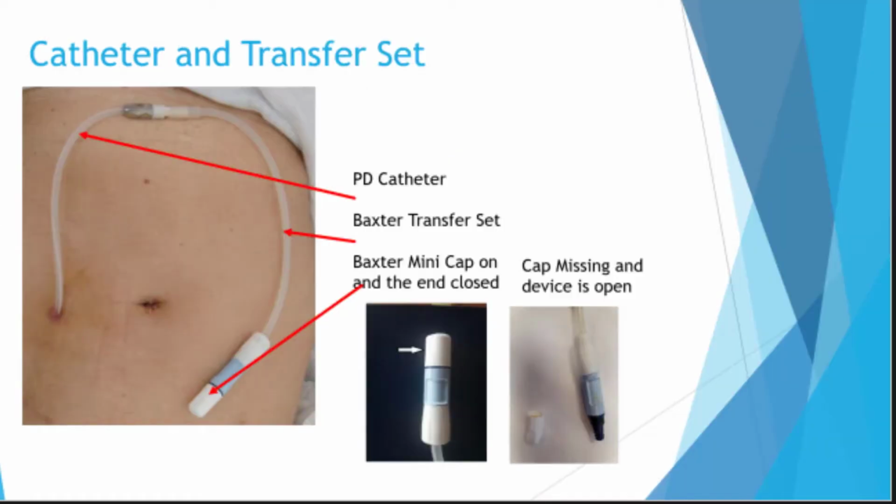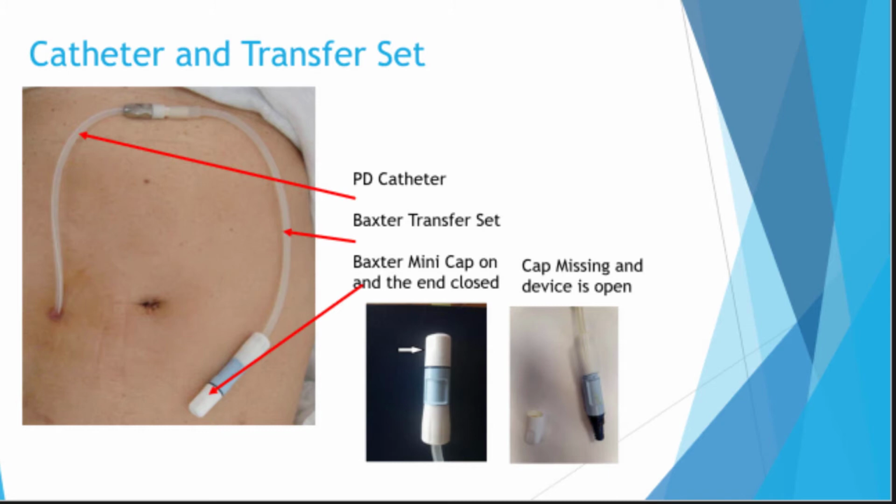External parts of the PD catheter include the surgically placed PD catheter, the transfer set, and the mini cap. Patients with PD catheters are at very high risk of peritonitis with any breach in aseptic technique. All nurses caring for PD patients should check the catheter as part of their assessment. Avoid tugging or pulling the catheter. The catheter should be secured to the abdomen with paper tape or a PD belt per patient preference.